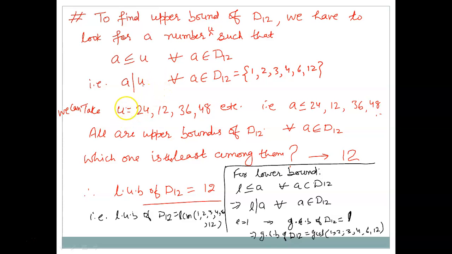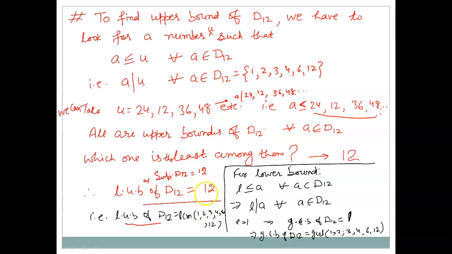So we can say that A divides 24, 12, 36 and other numbers of this form. Since divisibility means less than or equal to, A is less than or equal to 24, 12, 36, 48, etc. So 24, 12, 36, 48, etc. are all upper bounds of D12. Now which one is the least among them? Among them the least is 12. So the least upper bound or supremum of D12 is 12.